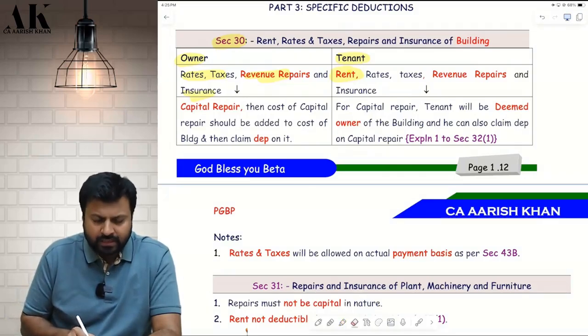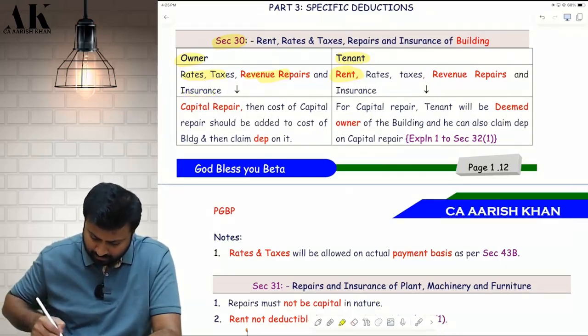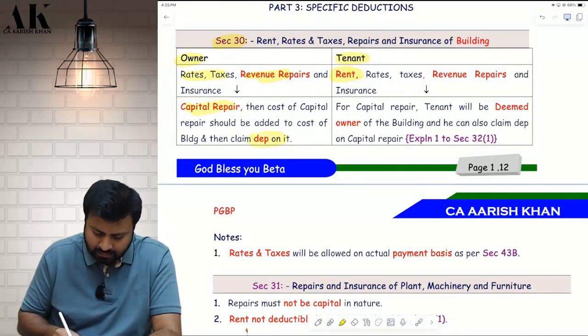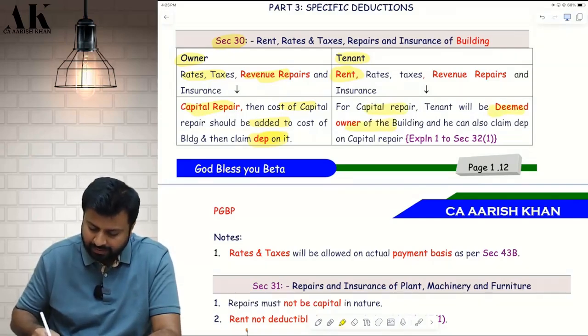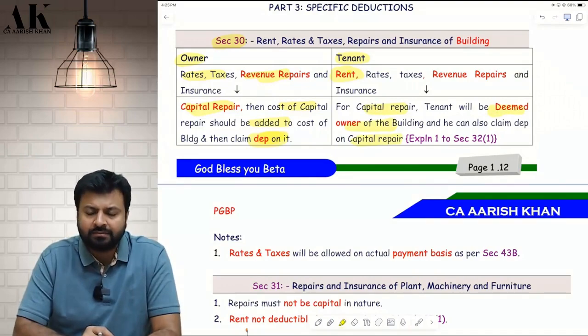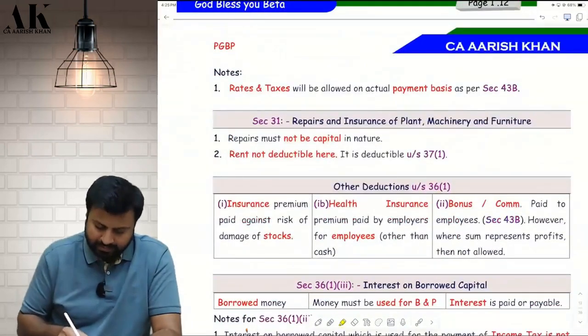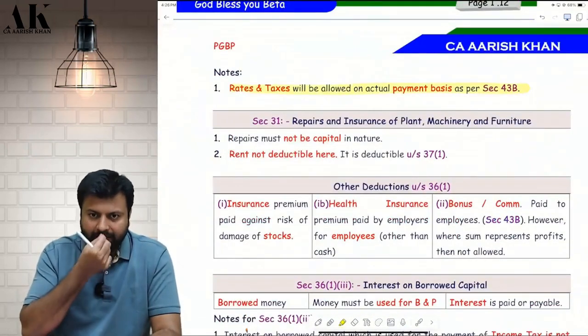Now, if an owner is incurring capital expenditure, then it is allowed to him as a deduction. Okay. He will add to the cost of capital. He can claim depreciation. And for tenant, it is deemed owner of the building and he can also claim depreciation. Is it clear? And rates and taxes will be allowed on payment basis. Is everyone clear with this? Please tell me.